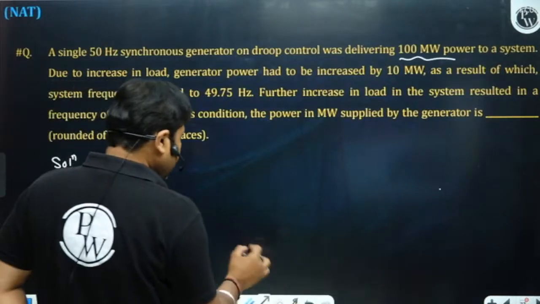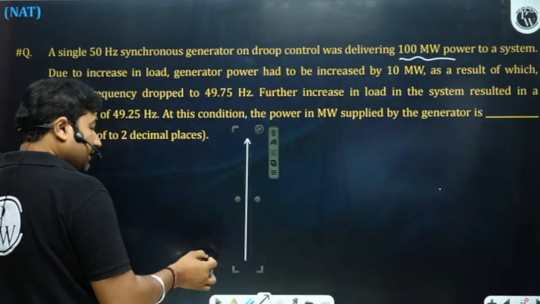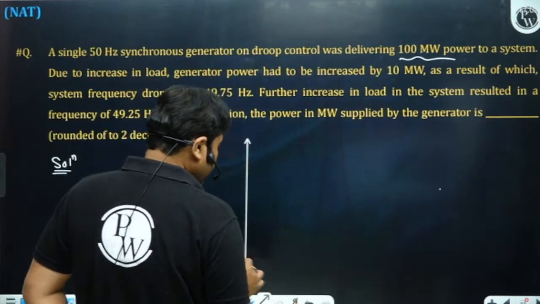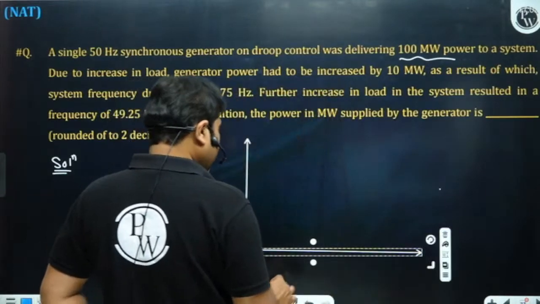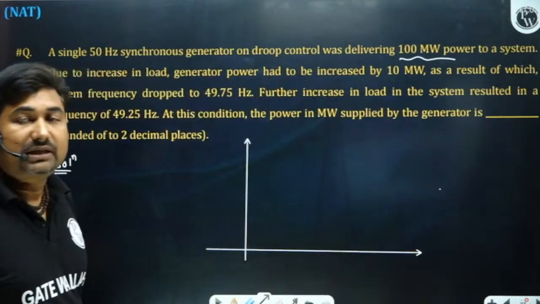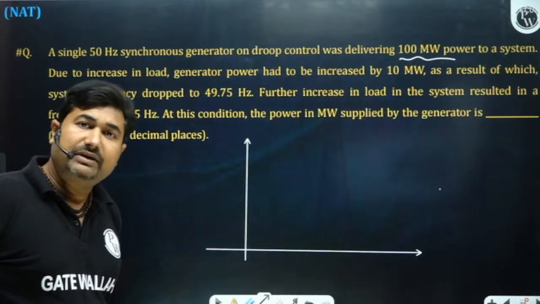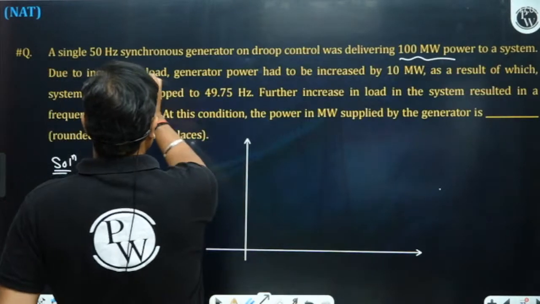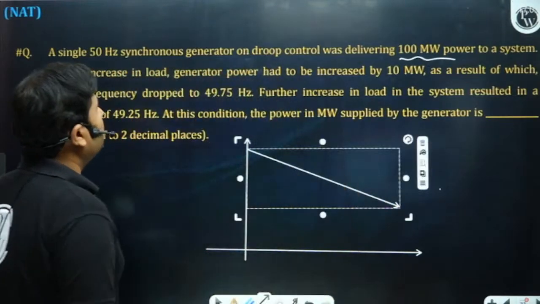whenever load onto the synchronous machine increases, because of load torque, generator speed decreases, and due to the decrease in the speed of the generator, frequency of the generator decreases. Is it okay? So either they can give in terms of percentage regulation of the turbine, or they may give you the droop in terms of frequency. Okay. Now see, we have a 50 Hz synchronous generator.